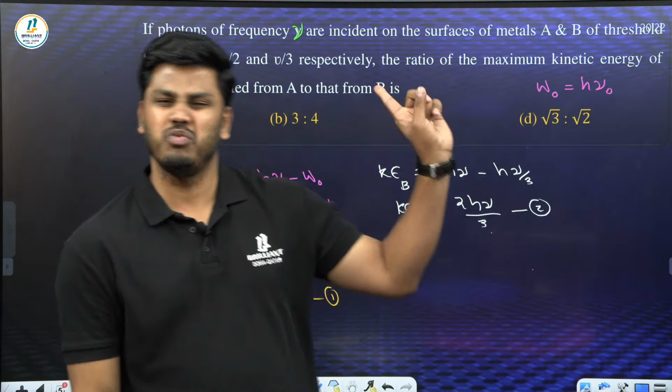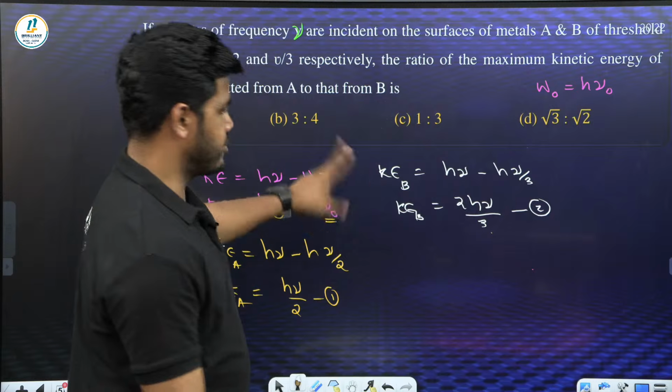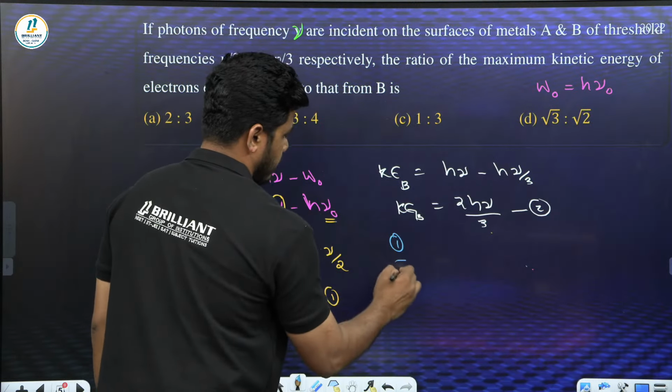Now you are asked to find the ratio of kinetic energy of A and B, and that is easy. We can just take the ratio of equations 1 and 2. So we will go for equation number 1 by equation number 2.